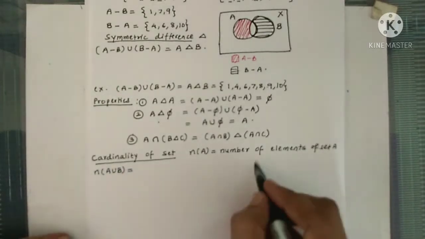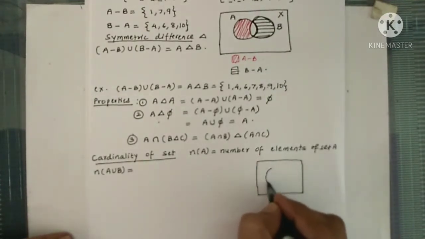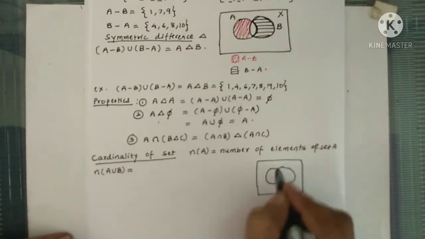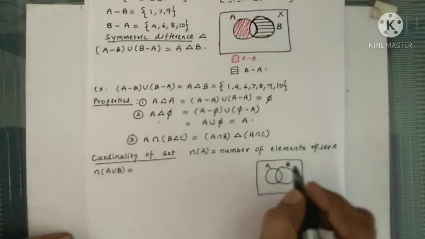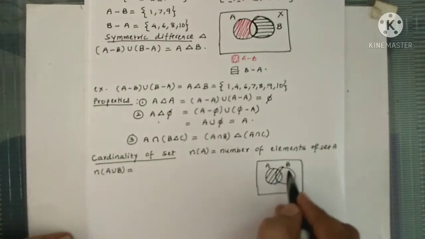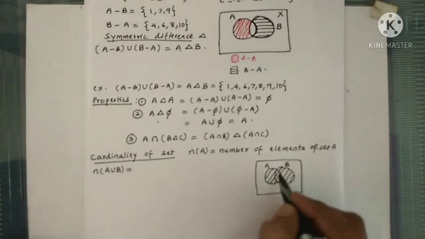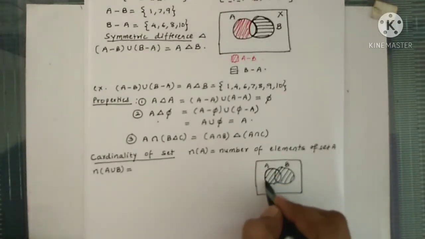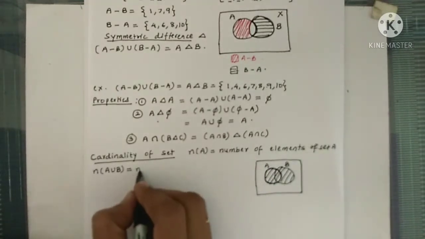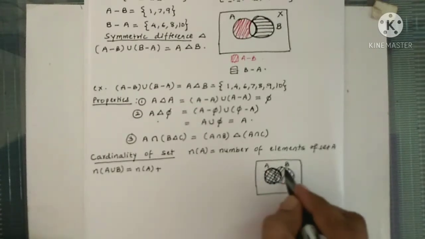So n(A union B), let's verify this using a Venn diagram. So A union B, let this be circle A, let this be B. Now A union B is, first of all we have to shade circle A and we have to shade circle B with the same type of shading. So this is A union B. So let's take this circle A, so n(A), the number of elements of A, plus let's take B also. See, we have taken A, so let's shade like this. So this is part A. Now B.